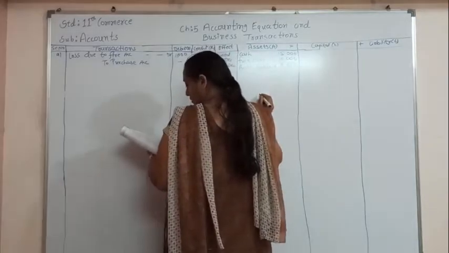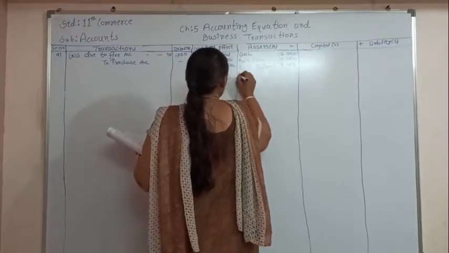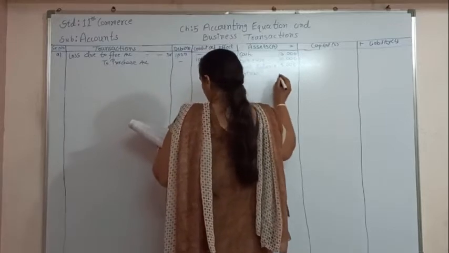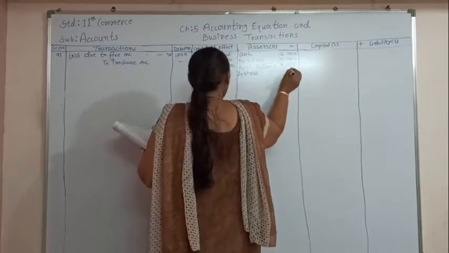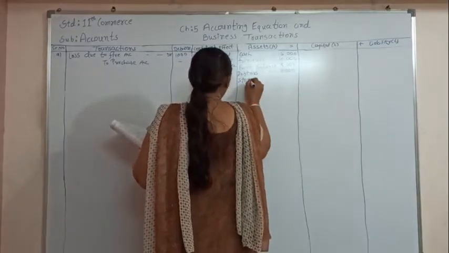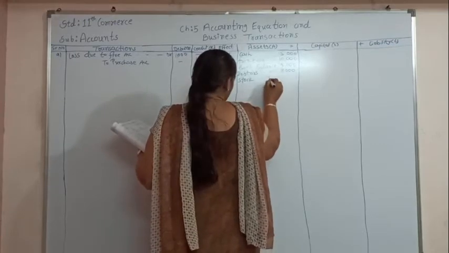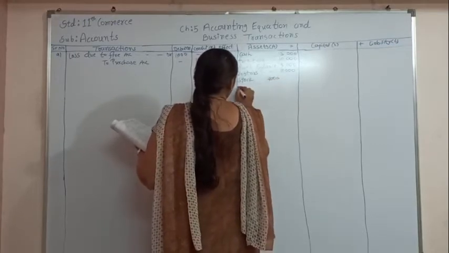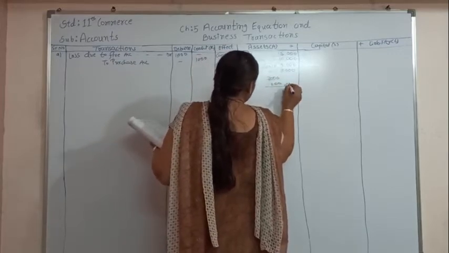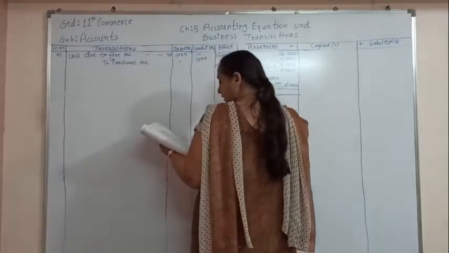Then receivable, that is also called debtors, and debtors is of rupees 7,000. Then stock was of rupees 7,000. From that loss is going to be deducted, 1,000. So it will remain 6,000. So total of this will be 43,000.